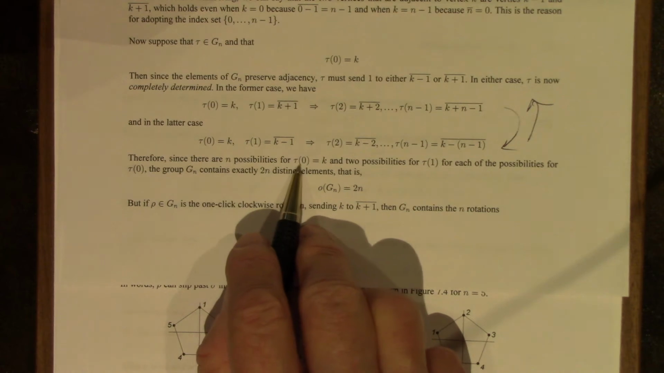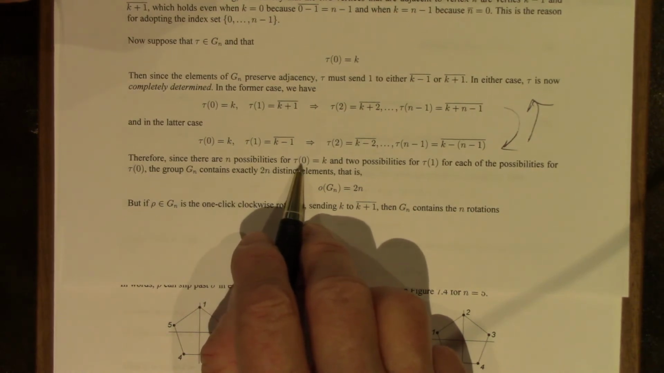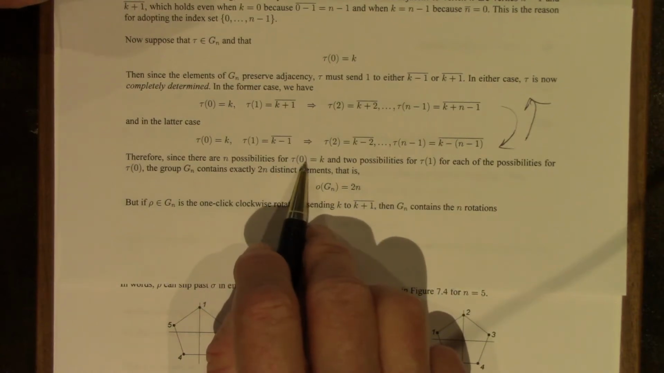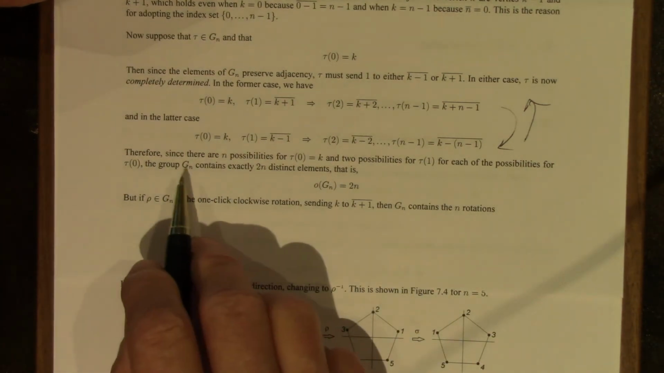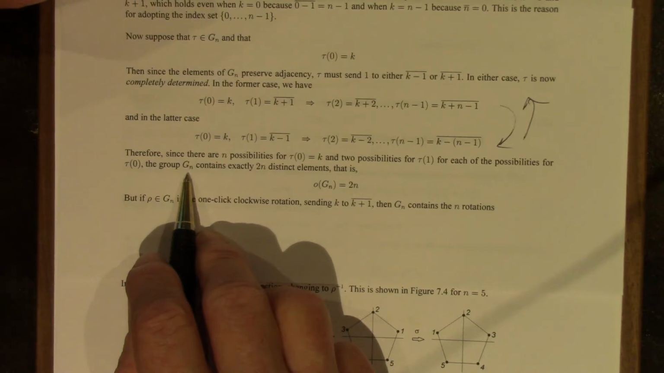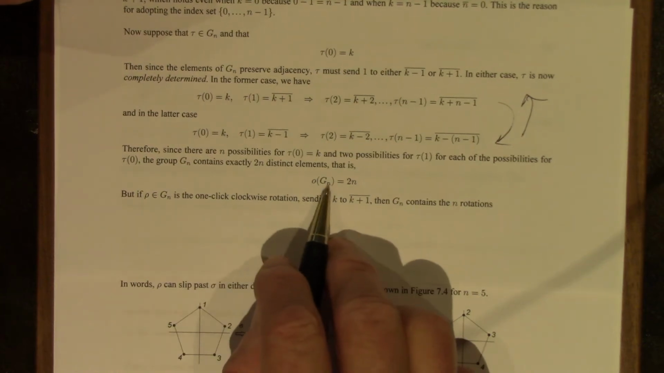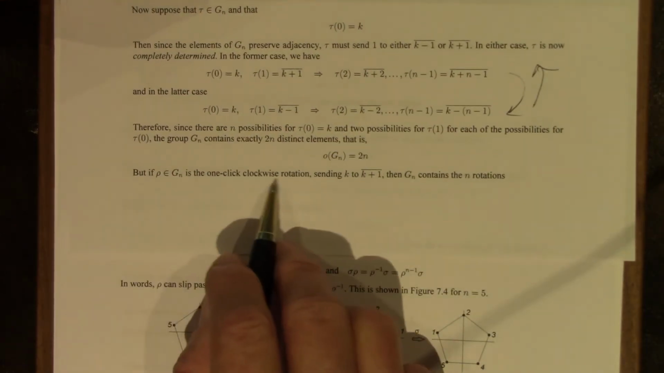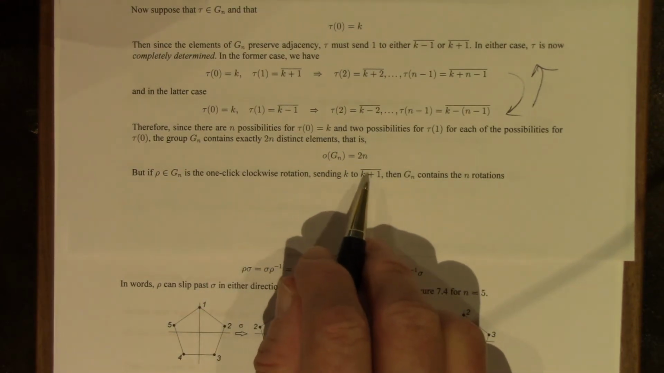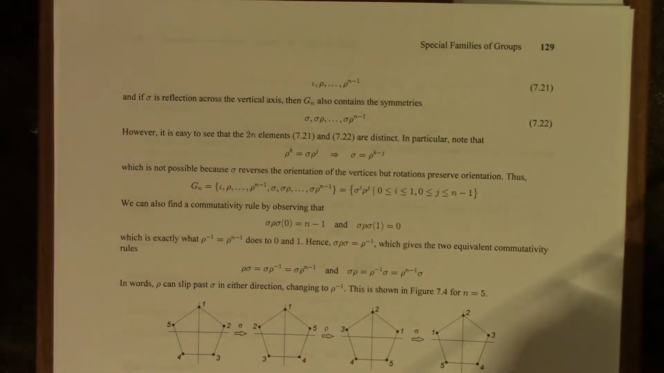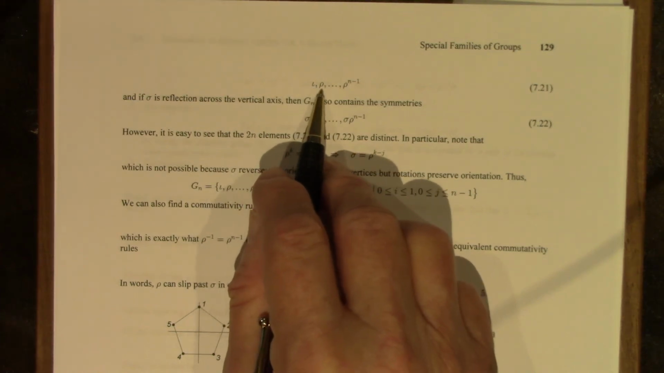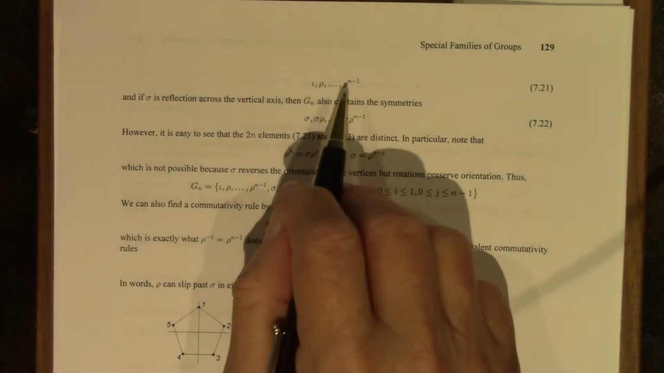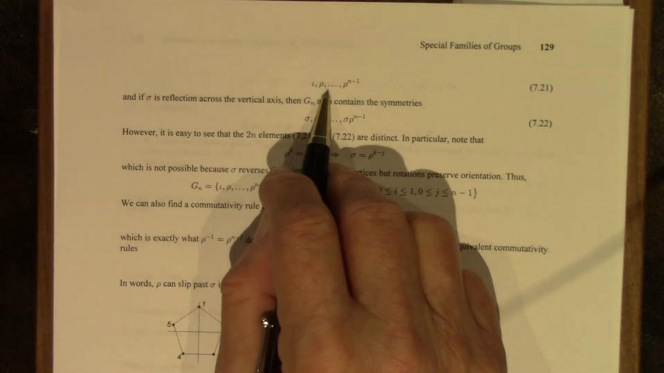There are n possibilities for where 0 goes, because there are n vertices, and 2 possibilities for where 1 is sent for each of these n possibilities for 0. We now know that the symmetry group Gn of the polygon, or of the vertex set, has 2n distinct elements. So the order of the group Gn is 2n. Now, if rho is that one-click clockwise rotation that sends k to k plus 1 bar, then Gn contains the n rotations, the identity, rho, rho squared up to rho n minus 1. Rho to the n now is n clicks, it's the identity. So rho has order n in the symmetry group.